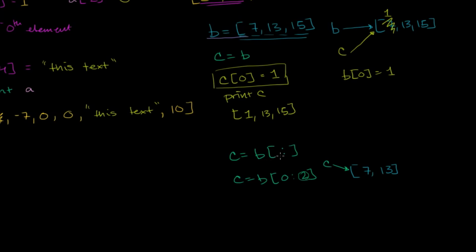If you wanted all of the elements to copy, you would do this. So this is implicitly saying from the beginning all the way to the end. So it would create a separate list that looks just like B, but it's a separate one. And then C could refer to that. And now if you change C, you won't change B.